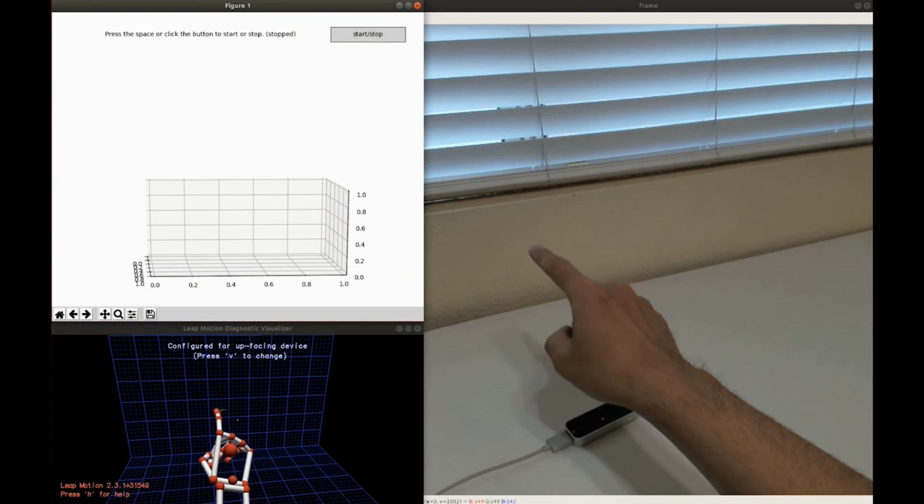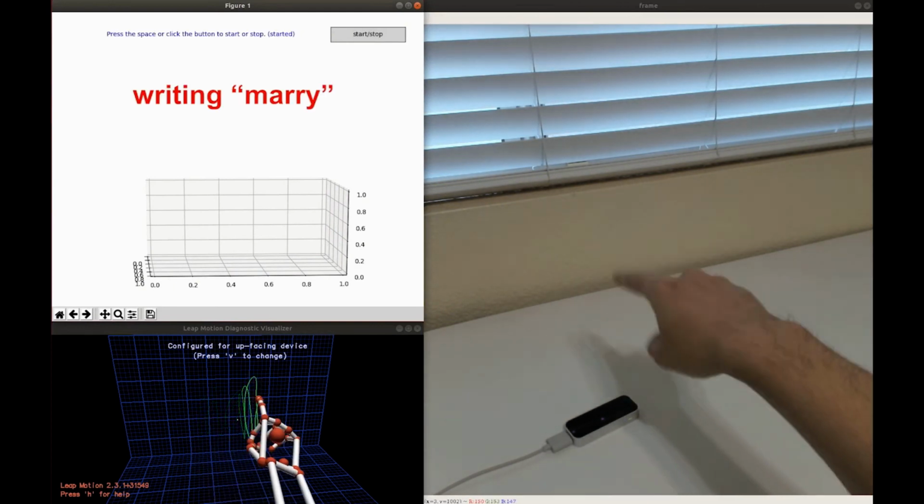Here, we show a demo system of in-air handwriting word recognition with the FMKit dataset.